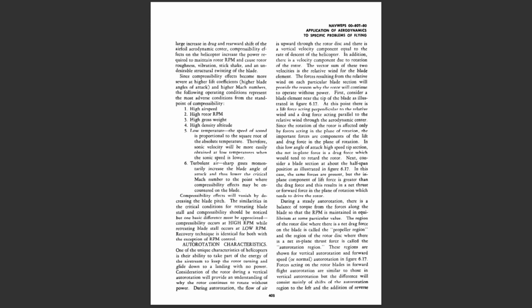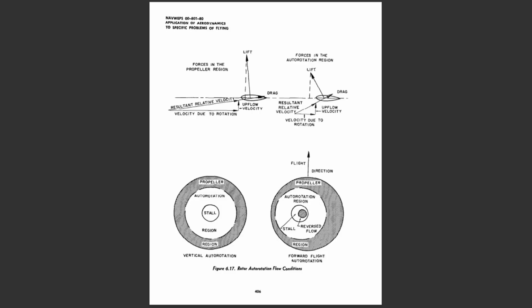The similarities in the critical conditions for retreating blade stall and compressibility should be noticed, but one basic difference must be appreciated. Compressibility occurs at high RPM, while retreating blade stall occurs at low RPM. Recovery technique is identical for both, with the exception of RPM control. Autorotation characteristics. One of the unique characteristics of helicopters is their ability to take part of the energy of the airstream to keep the rotor turning, and glide down to a landing with no power.